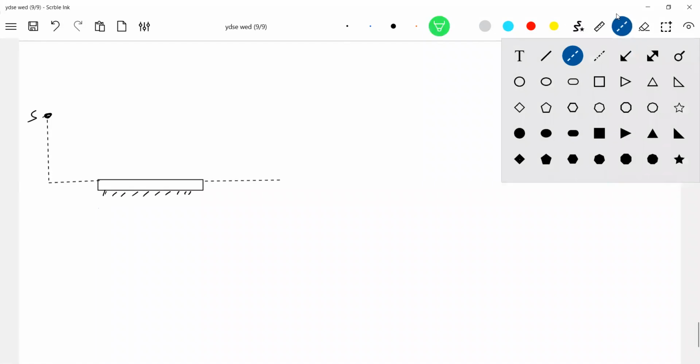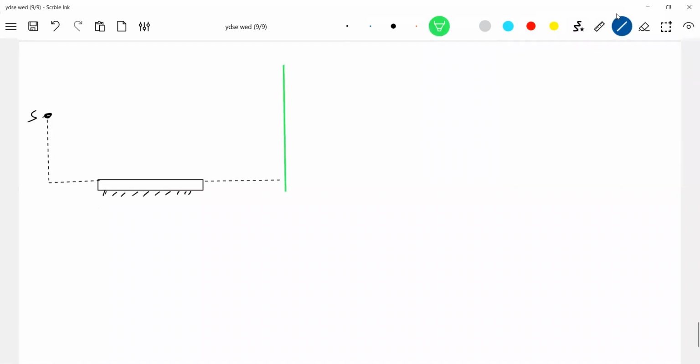Let me keep a source at certain height. And this will be the screen. So basically Lloyd's mirror. Why do we prefer Lloyd's mirror? To measure the wavelength of the light, this particular Lloyd's mirror is used.